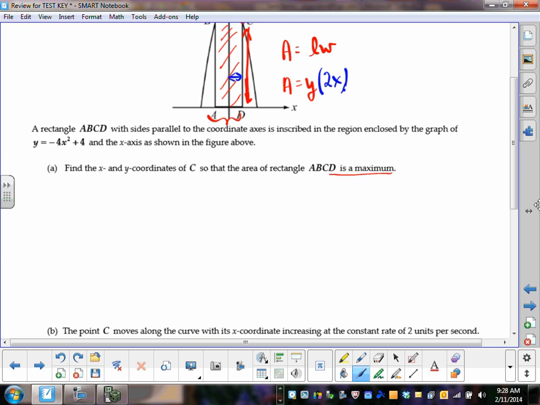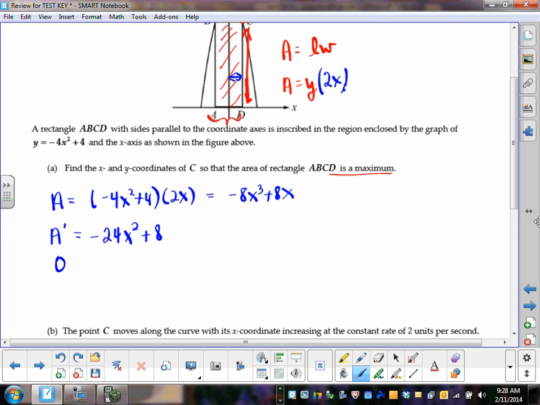Okay, so now if we want to find this so that you have the area to be maximized, we need to maximize the area formula, which is y, negative 4x squared plus 4, times the 2x. So to avoid the product rule, I'll distribute here. So to maximize the area, I take the derivative of the area, and I'm looking for x and y, so I don't have to try to do this as a rate. We're not doing a how fast question. So negative 24x squared plus 8. I'll set that equal to 0.